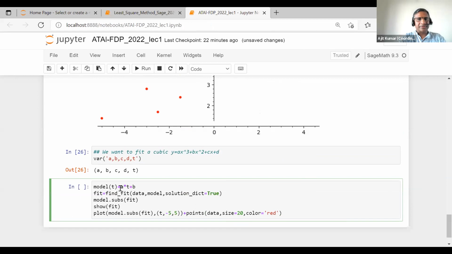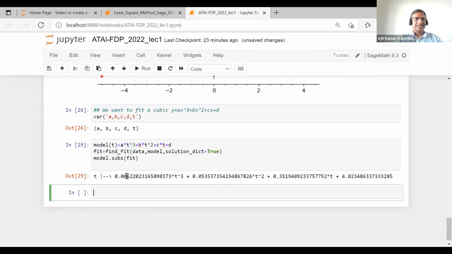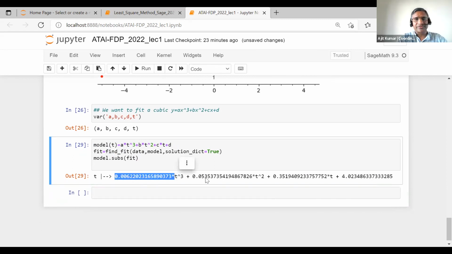So what is the model we have? The model is a function of t that you want to fit: a t cube plus b into t square plus c into t plus d. This is the model, and it will find the parameters. Let me run this part. It says it has fitted the model, found the value of a to be this, b to be this, c to be this, d to be this.